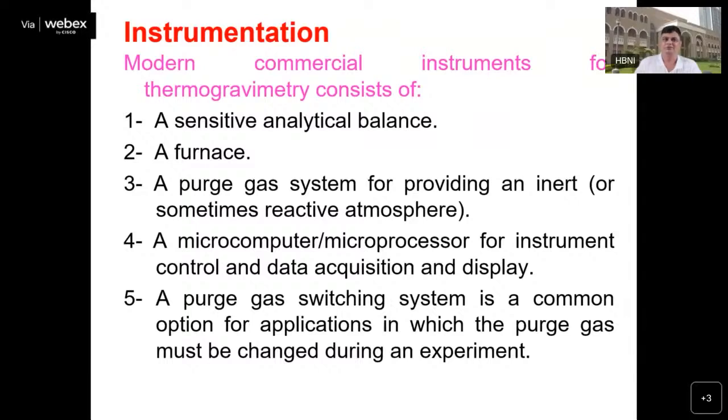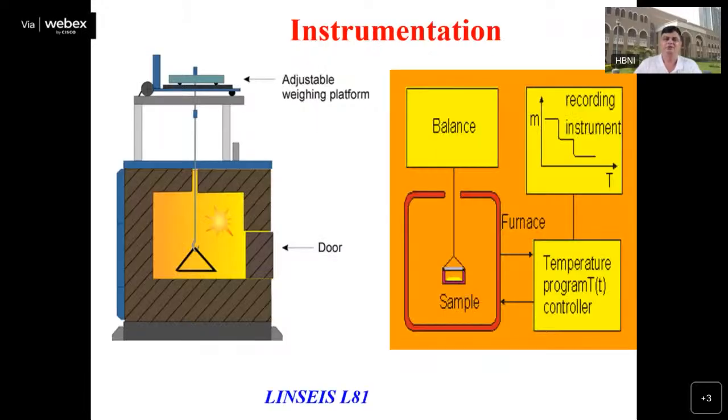Okay, so these are the modern commercial instruments for thermogravimetric analysis, consisting of a sensitive analytical balance. This is the most crucial part of a TGA instrument, and it is also the most expensive. A furnace and a purge gas system for providing an inert or sometimes active atmosphere, and definitely a microcomputer processor for instrument control and data acquisition and display. And a purge gas switching system is a common option for applications in which the purge gas must be changed during the experiment. So this is how the instrumentation looks.